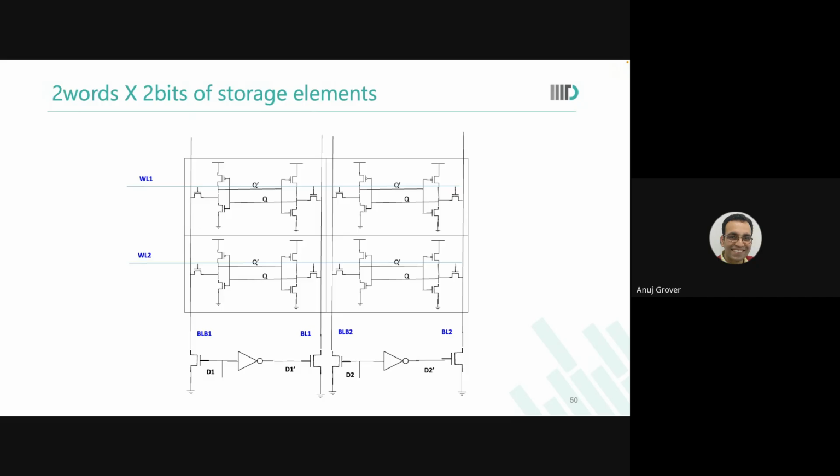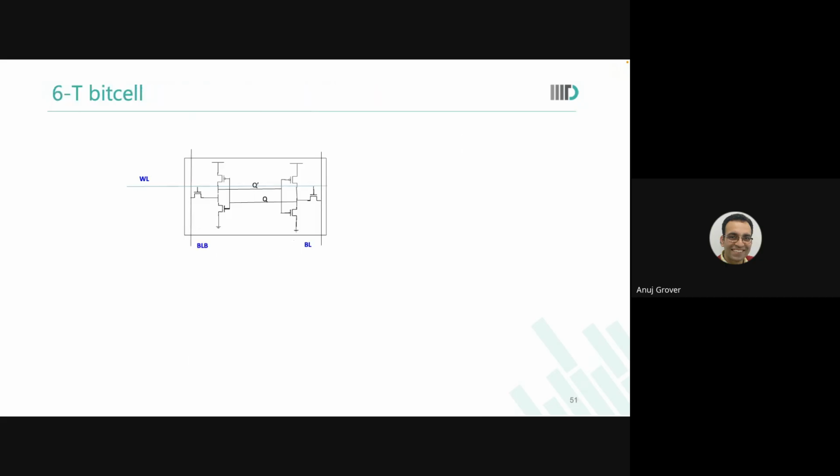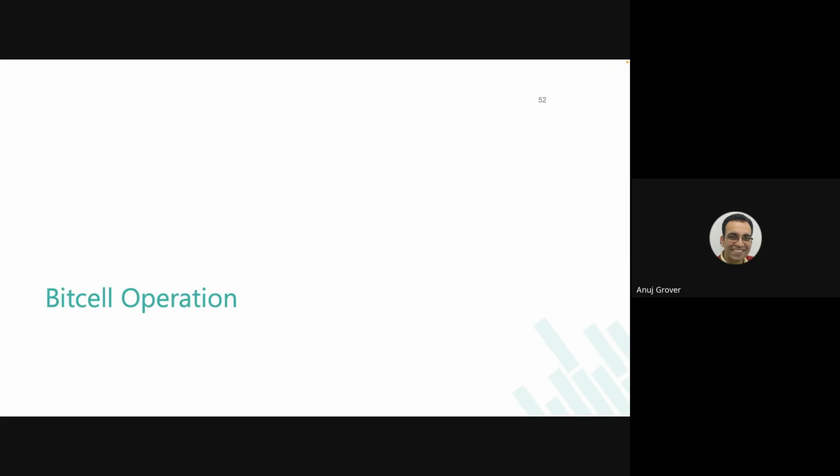Is it clear until here? Any questions? Great. So this is how our 6T memory cell looks. Now we go to how it operates. We also did this in DVD.